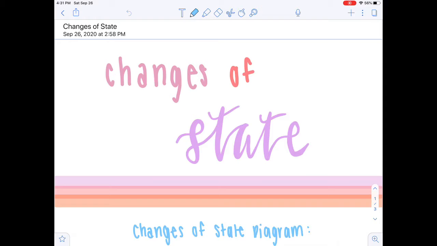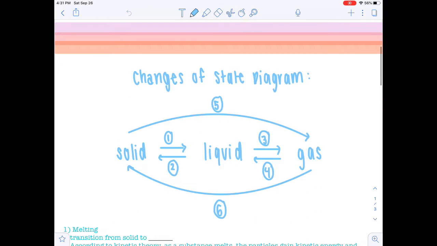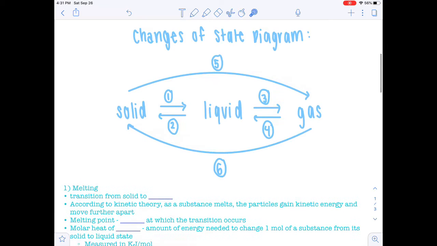So to start us off, I made us a little changes of state diagram. So we have solid to liquid, liquid to solid, then we have liquid to gas, gas to liquid, and then finally solid to gas and gas to solid. So those are 6 changes of state that we're going to be talking about today.